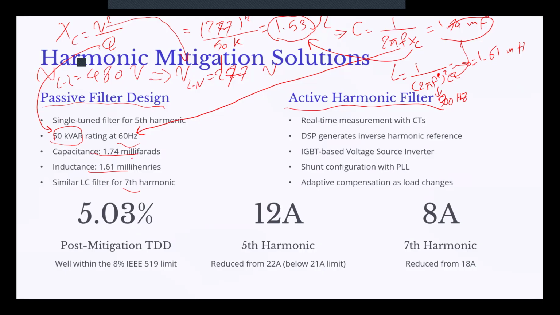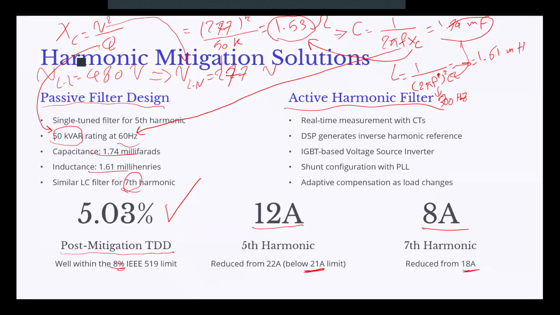Now, if we add that filter, after the mitigation, when we see the measurement, we could find that our post-mitigation THD fell from 10.29% to 5.03%. So now we are under the limit. The limit was 8%. The fifth harmonic reduced to 12 ampere. We are below the limits. And because of that filter, it also affected the seventh harmonic, which reduced from 18 to 8.